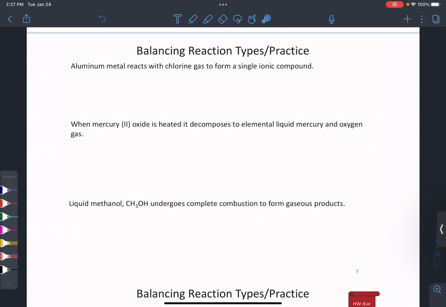What do you want to do first? Do or balance? Do. Okay, we'll do it first so y'all can wake up. All right, so let's focus on this one right here. Liquid methanol, and I gave you the formula because I'm nice, undergoes complete combustion to form gaseous products.